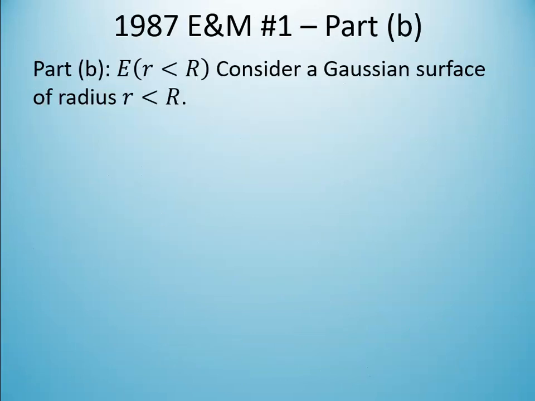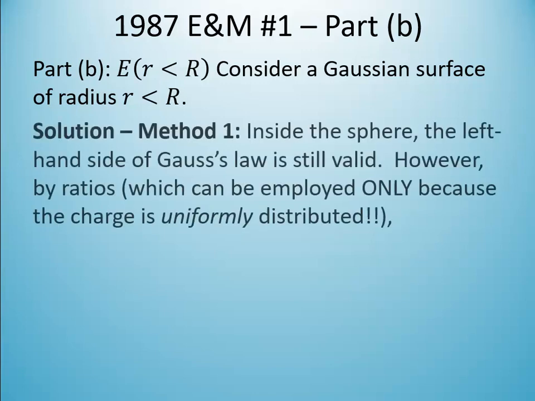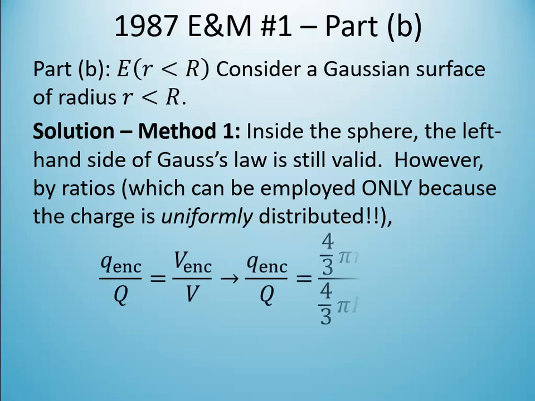So now, moving on to part B, what about inside of the sphere? So we're going to consider a Gaussian surface of radius little r less than big R. And Gauss's law, of course, is still valid. In fact, the left-hand side of it is exactly what we expect. We still have the E times 4 pi r squared, but we're going to do it a little bit differently in terms of the right-hand side.